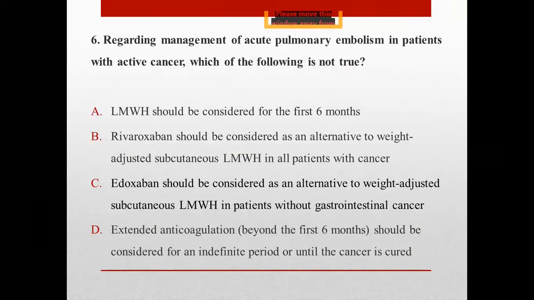Regarding management of acute pulmonary embolism in a patient with active cancer, which of the following is not true? Low molecular weight heparin should be considered in the first 6 months. Riociguat should be considered as an alternative to weight-adjusted doses of subcutaneous low molecular weight heparin in all patients with cancer. Edoxaban should be considered as an alternative to weight-adjusted subcutaneous low molecular weight heparin in patients without gastrointestinal cancer. Extended anticoagulation beyond the first 6 months should be considered for an indefinite period or until the cancer is cured.